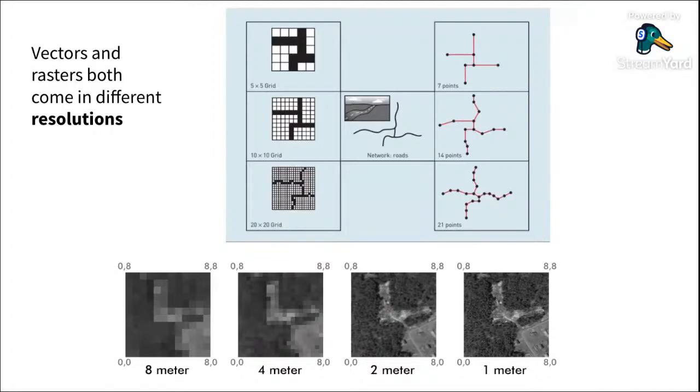One of the concepts between both of these data sets is that of resolution. Both vectors and rasters come in different resolutions, and this means basically how detailed is that data set? So in the bottom, we can see that a low resolution raster on the left with 8 meters is going to appear very pixelated to our human eye. As we drill down to a 1 meter resolution raster, that means each pixel is representing 1 meter on the Earth's surface. It's going to come into more focus. It's going to be a higher clarity image.